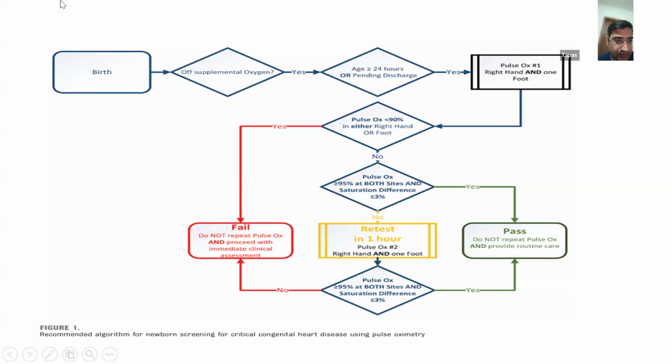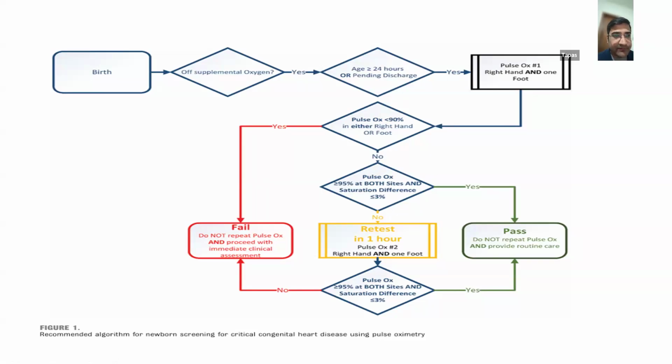particularly to rule out critical congenital heart diseases. How is it done? It is done 24 hours after life, because if you do it before 24 hours of age, the chances of false positive rates are too high. So normally it is done either after 24 hours of life or just before discharge. You apply the pulse oximeter probe to the right hand and one foot, the right foot or the left foot, and then you measure the saturation values.